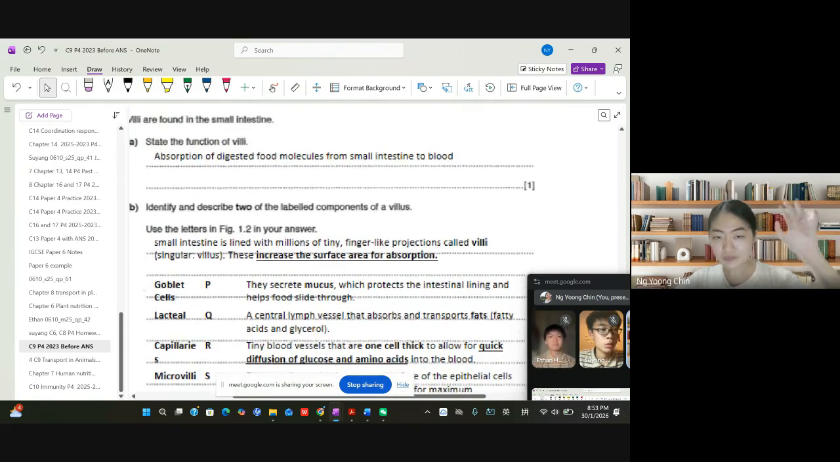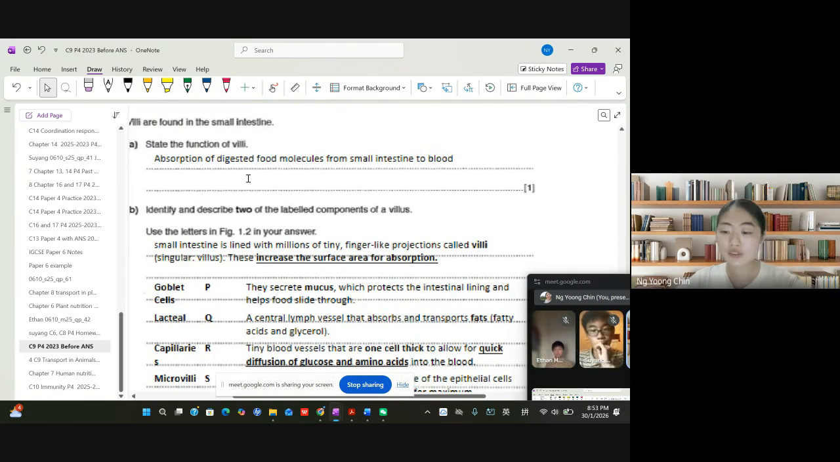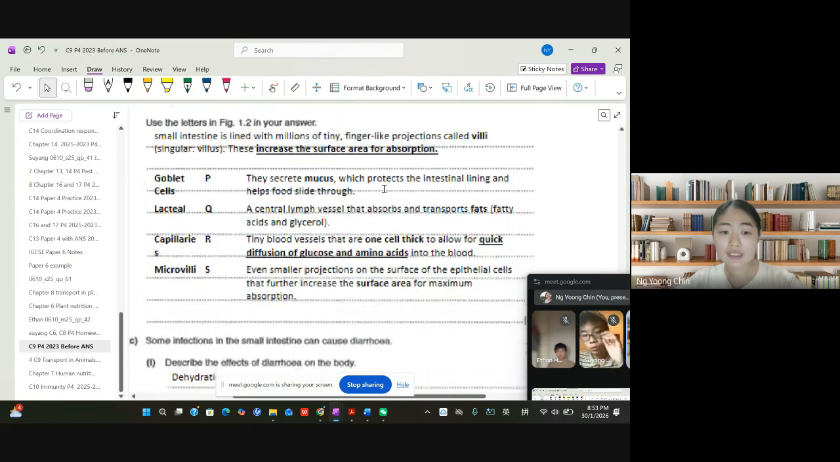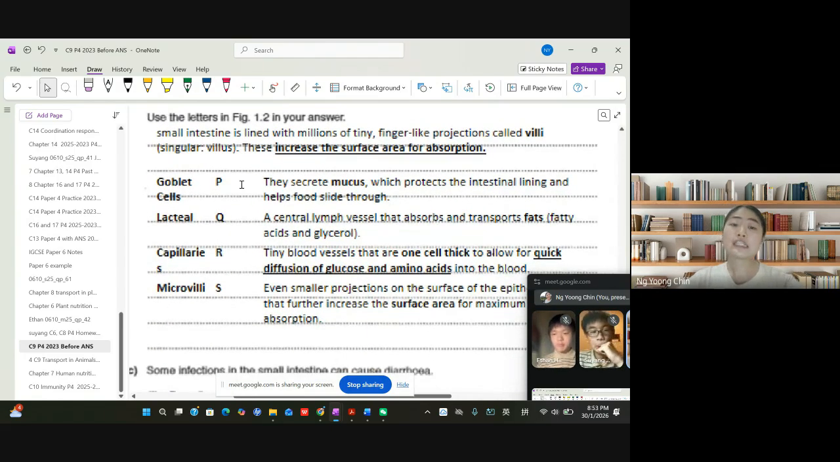And then the function of the villi is to absorb the digested food molecules from the intestine into the blood. And then write each row, each row for the structures.